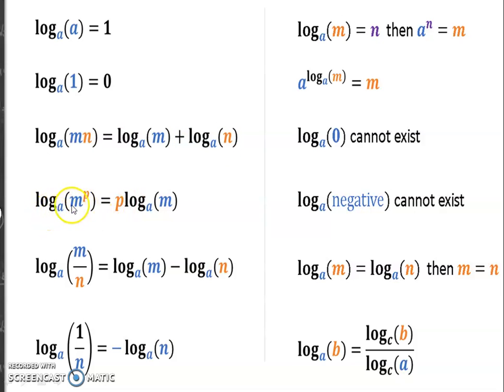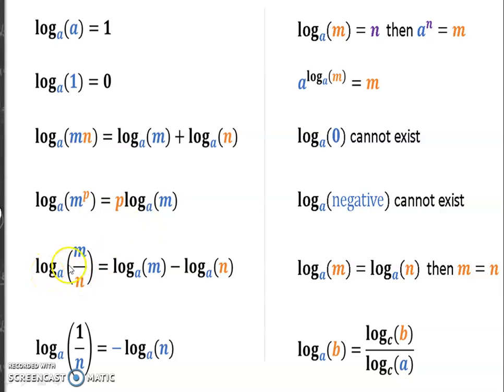If log of m raised to p is there and the base is the same a, then this p converts to the left-hand side of the logarithm. That is called the law of power function: log m raised to p to the base a is equal to p log m to the base a. That is the law of logarithm of power.